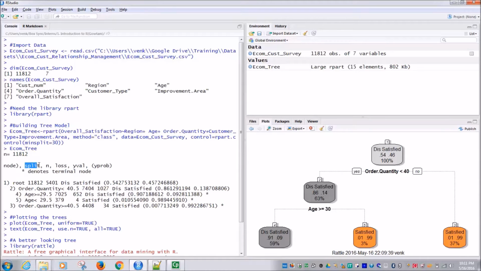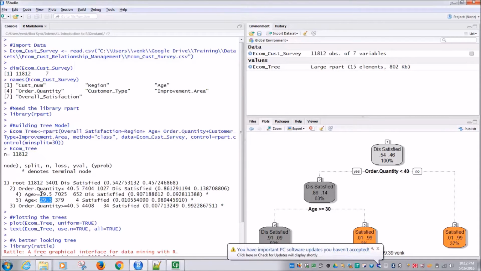And what exactly is the split? How do we define the split? The split on the left hand side is order quantity less than 40. Yes, this is the one with order quantity less than 40. Order quantity less than 40, no. That means order quantity more than 40 is the split here. Then within this, the split is age greater than or equal to 30. That is the fourth node, which represents the split age greater than or equal to 30, which actually is exactly 29.5. So age greater than or equal to 29.5 is the fourth node, and then age less than 29.5 is the fifth node. That is what the split indicates.